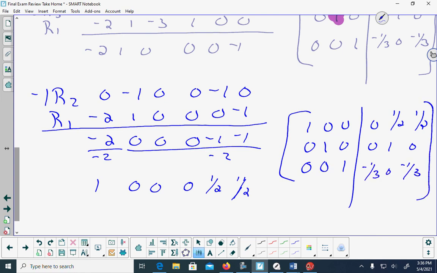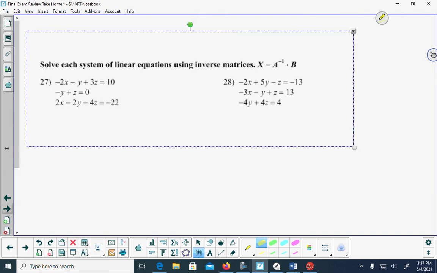Once I have the left side looking like the identity, then this over here is my answer. To check it, I would go back up to the original one, raise it to the negative 1 power, and see if that's what I get from my inverse. Okay, number 27 says solve the linear equation using inverse matrices.